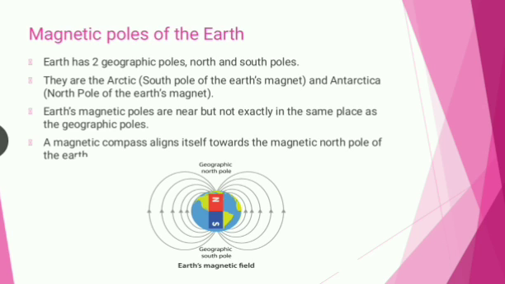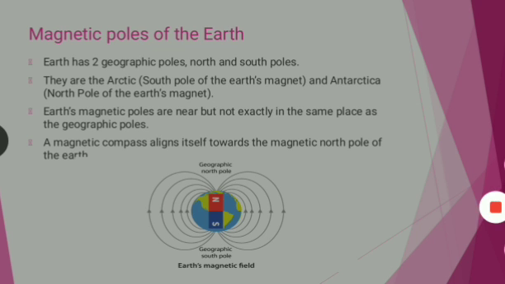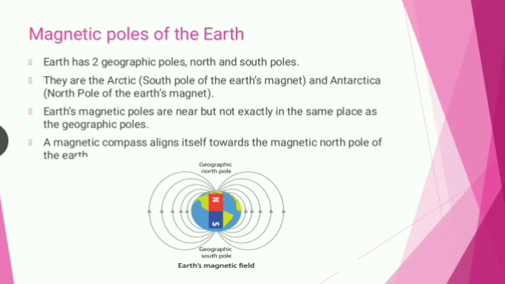Magnetic poles of the Earth. Earth has two geographical poles, north and south. They are the Arctic, which is the south pole of the Earth's magnet, and the Antarctic, that is the north pole of the Earth's magnet. Earth's magnetic poles are near but not exactly in the same place as the geographical poles. The magnetic compass aligns itself towards the magnetic north pole of the Earth. Likewise, the pole near the geographical south pole is regarded as the north magnetic pole of the Earth's magnet.